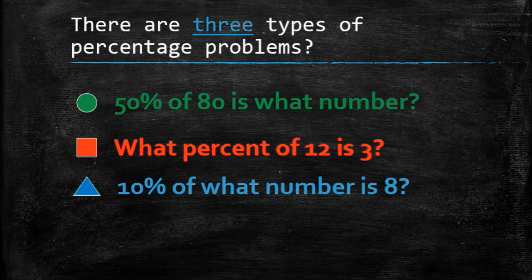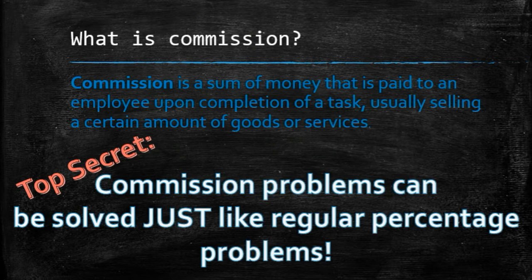So in general, there are three types of percentage problems. You had the 50% of 80, and what percent of 12 is 3, and of course these are just example numbers, and then 10% of what number is 8. Even though the commission problems and the markup and the discount seem really complicated, they still do abide by these types of questions. They just have a little bit more word work to do, and then there may be a step extra. But it's certainly not too difficult, and I have confidence that you'll be able to do it.